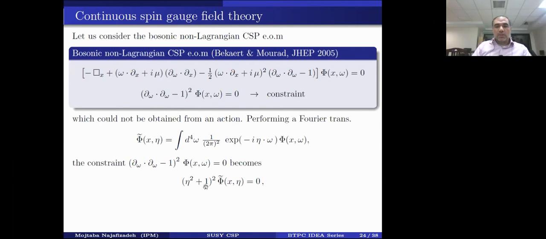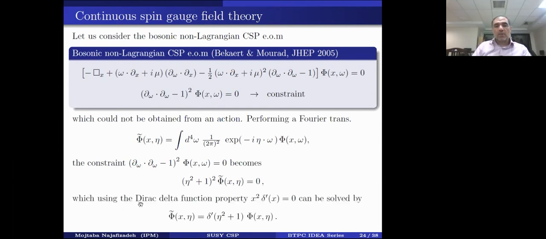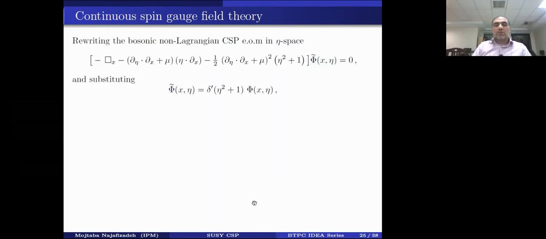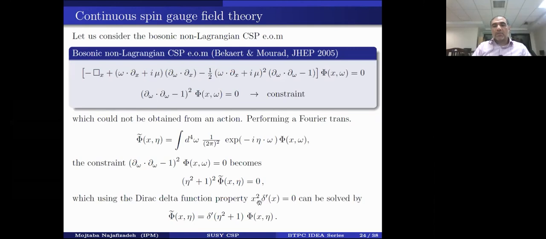And this equation can now be solved by a property of the Dirac delta function. For the Dirac delta function, we have this property. Also, we have another property, for example, x times delta x is 0, and x squared times delta prime, where delta prime is the derivative of the Dirac delta function with respect to its argument, is also 0. Using this property, you can find phi tilde should be in this form. This can satisfy this equation.